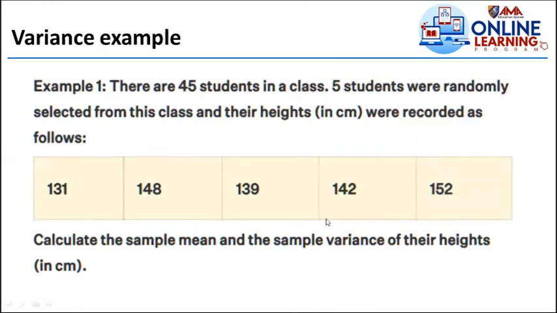Okay? So we have your example. There are 45 students in a class. 5 students were randomly selected from this class and their heights in centimeters were recorded as follows. For the first student, we have 131. Second is 148, 139, 142, and 152. Sabi dito, calculate the sample mean and the sample variance of their heights in terms of centimeters.